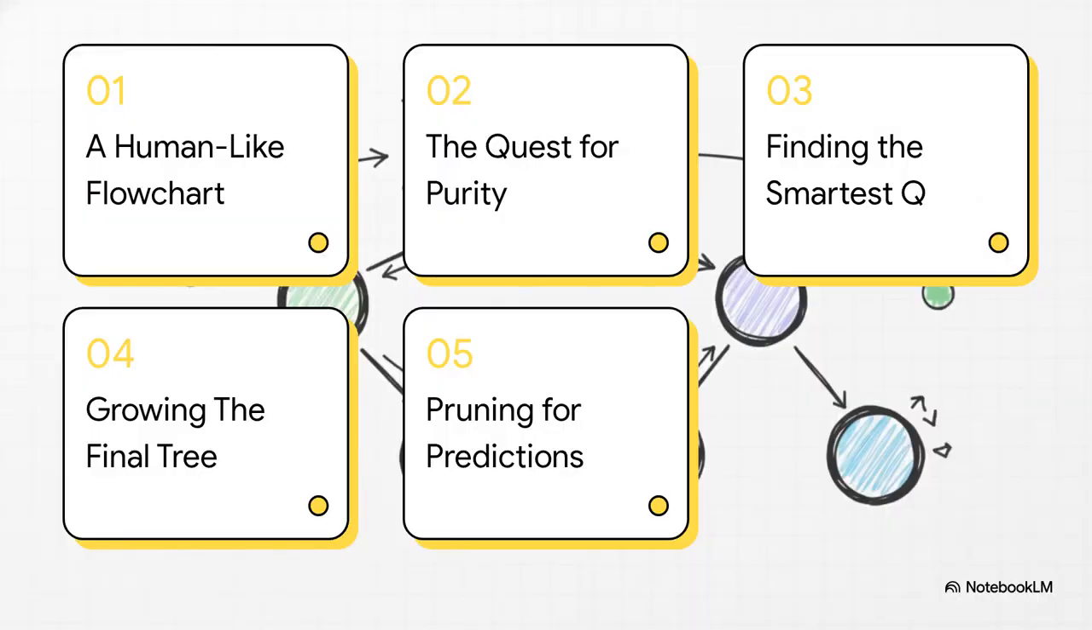So here's our game plan for today. First, we're going to set up the problem. Then, we'll get into this idea of purity to figure out what a good decision even looks like. After that, we'll see how the tree picks the smartest questions to ask, watch it grow, and finally, learn how to trim it back to make it even better at predicting things.